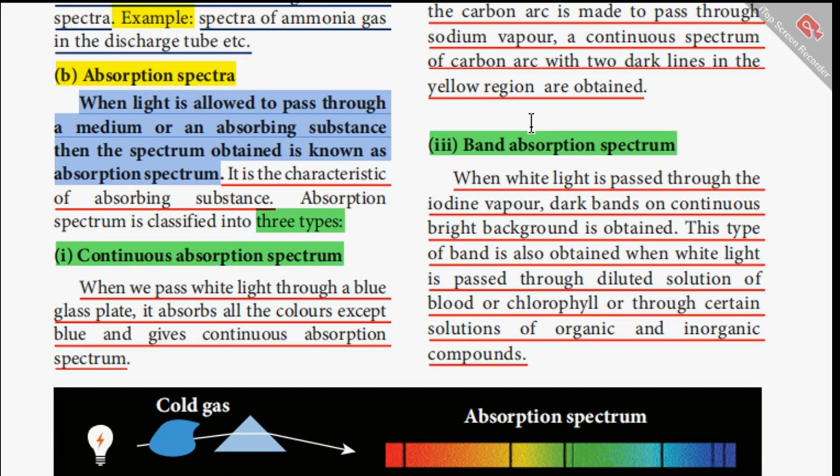Then we study the band absorption spectrum. How do we get this band absorption spectrum? When white light is passed through iodine vapor, dark bands on a continuous bright background are obtained. This type of band is also obtained when white light is passed through a diluted solution of blood or chlorophyll, or through certain solutions of organic and inorganic compounds.